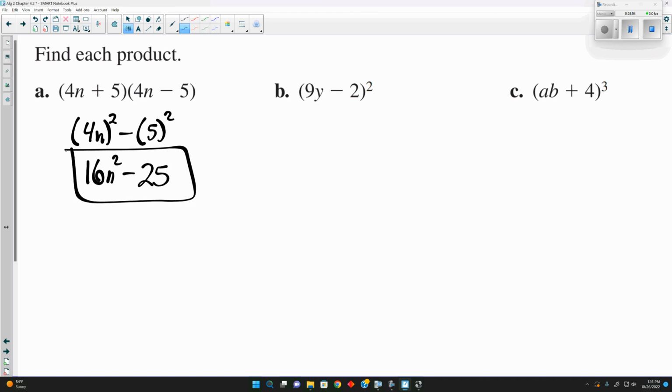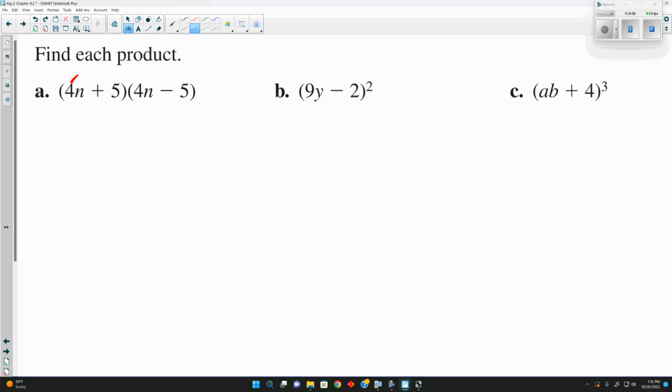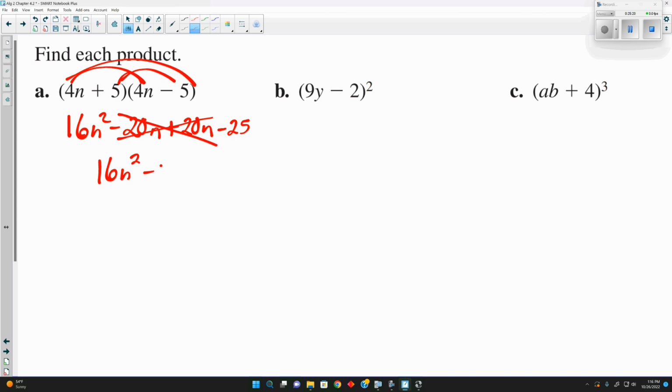Now I'm going to erase it and I'll rewrite it. You don't have to rewrite it. Because if we did it the other way, 4n times 4n is 16n squared. 4n times negative 5 is negative 20n. 5 times 4n is plus 20n, and 5 times negative 5 is negative 25. Well, the 2 in the middle will cancel. Negative 20 plus 20 is 0, leaving us with 16n squared minus 25. Same overall method to get there. One's shorter than the other.